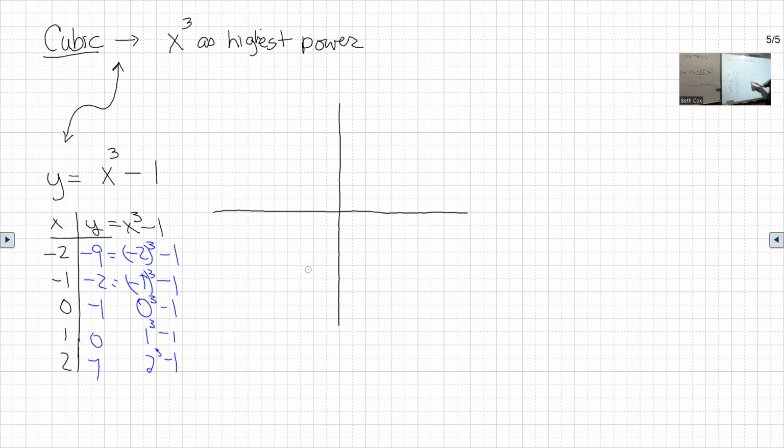-2, -9, 2, 4, 6, 8, 9. -1, -2. 0, -1. 1, 0. 2, 7. There's your cubic. It's not a line.